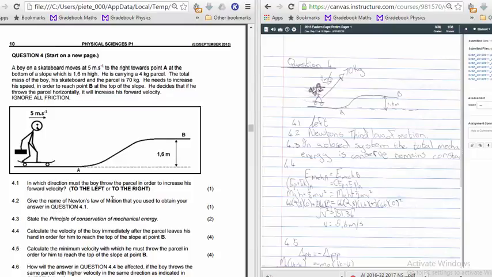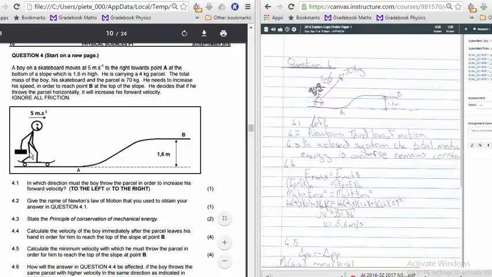Okay, and this would be Newton's third law of motion. I suppose that is a valid answer, because every action has an equal but opposite reaction. So if I throw a parcel to the back, it will apply a force to me in this direction. Okay, so that's good.